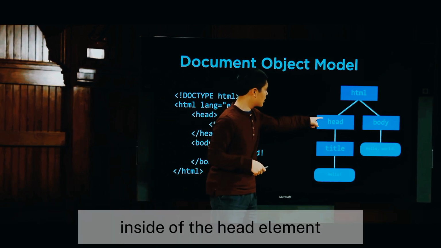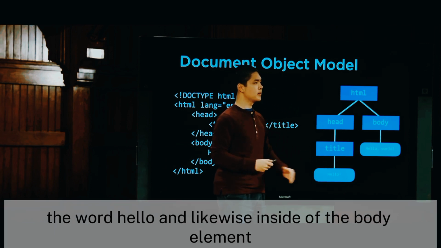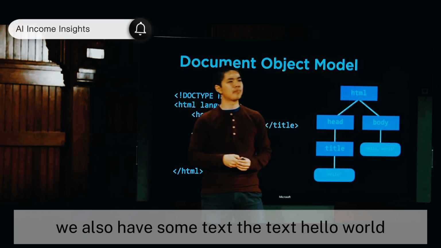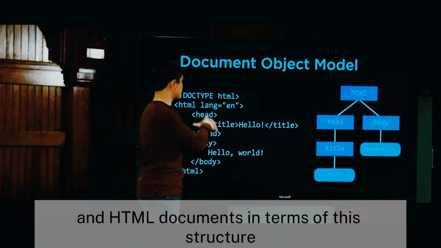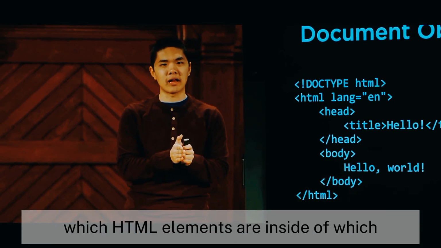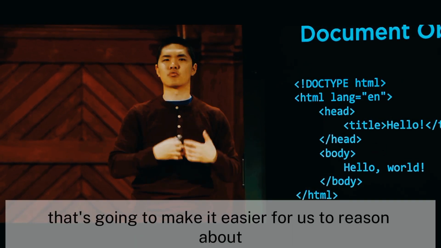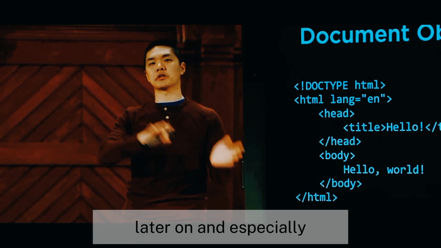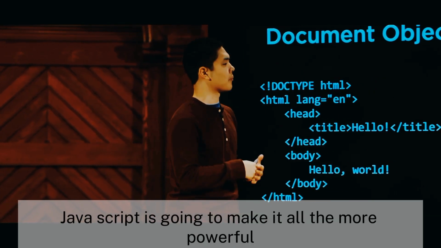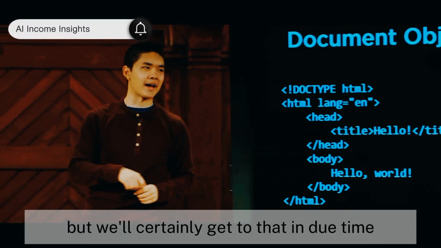So inside of the head element, we have a title element. And inside of the title element is just the text, the word hello. And likewise, inside of the body element, we also have some text, the text hello world. So thinking about HTML and HTML documents in terms of this structure can be helpful for understanding which HTML elements are inside of which other HTML elements. And that's going to make it easier for us to reason about these pages later on. And especially as we later transition into the world of JavaScript, JavaScript is going to make it all the more powerful and give us the ability to actually modify parts of this DOM as well. But we'll certainly get to that in due time.